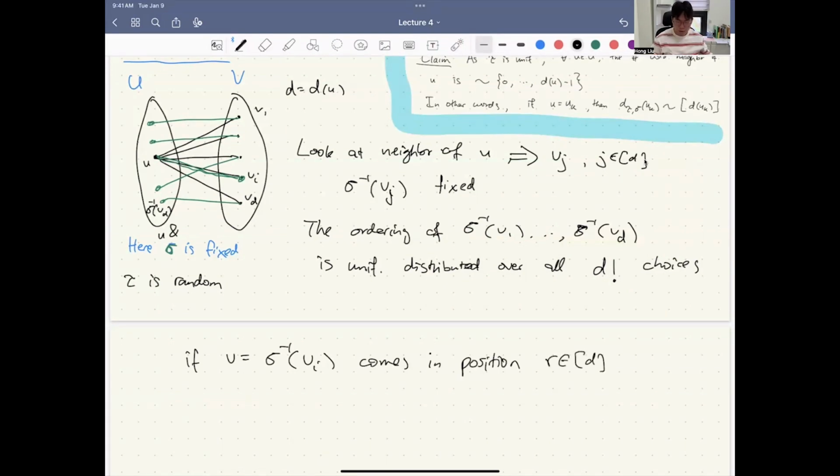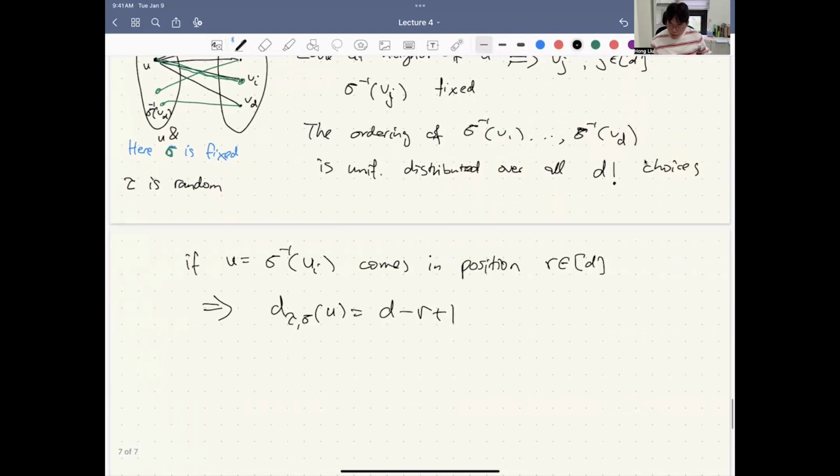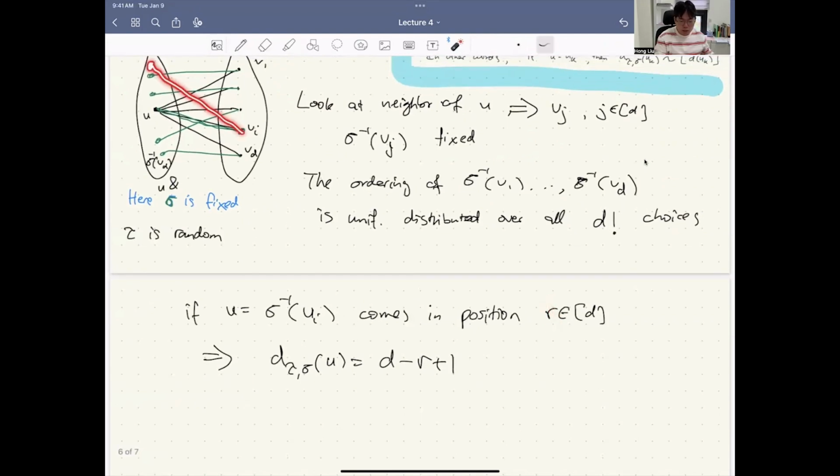R in D, then d tau sigma of U equals d minus R plus 1. Okay, that's what it means. Once again, if you come in position 1, if this guy is ranked 1 in this position in tau, that means all its neighbors are never being used. They're used by later vertices. R equal to 1, used by later vertices, that means you have all D choices, all the neighbors are available, and so on and so forth.